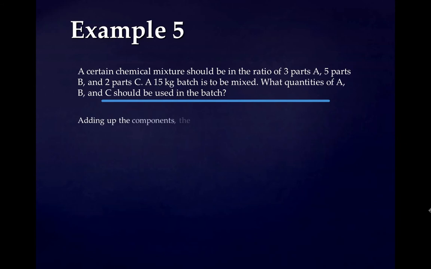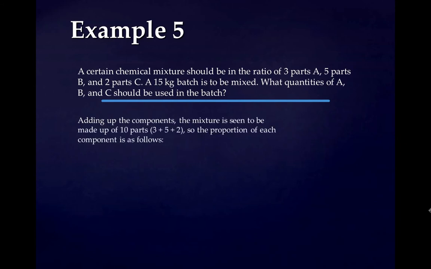Adding up the components, the mixture is seen to be made up of 10 parts. That's 3 parts A plus 5 parts B plus 2 parts C. So the proportion of each component is as follows. A makes up 3/10 of the chemical mixture. B makes up 5/10, or 1/2, of the chemical mixture. C makes up 2/10, or 1/5, of the chemical mixture.